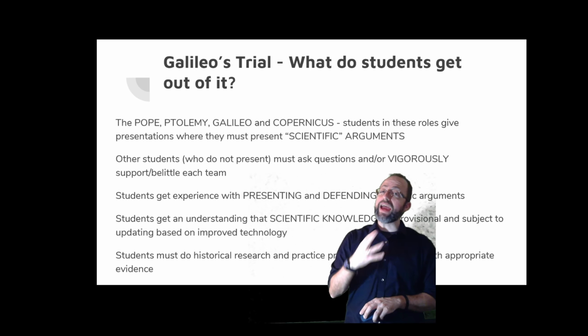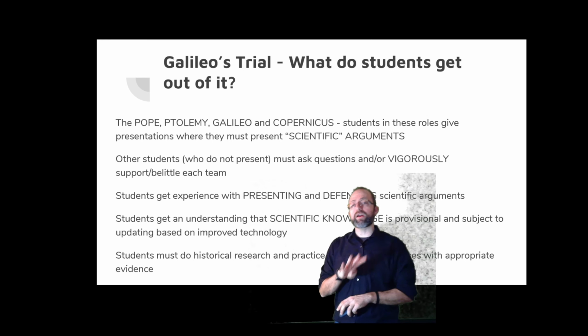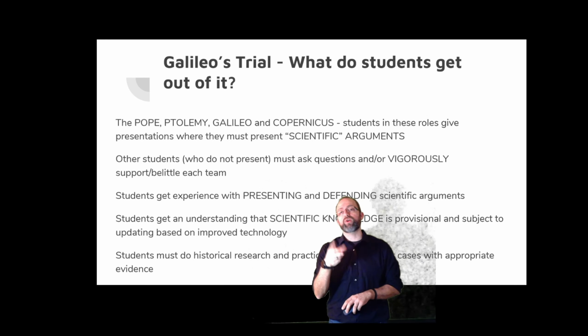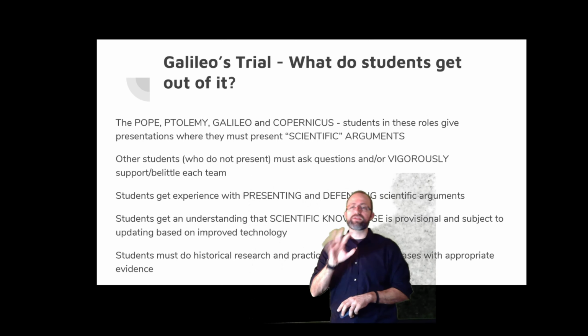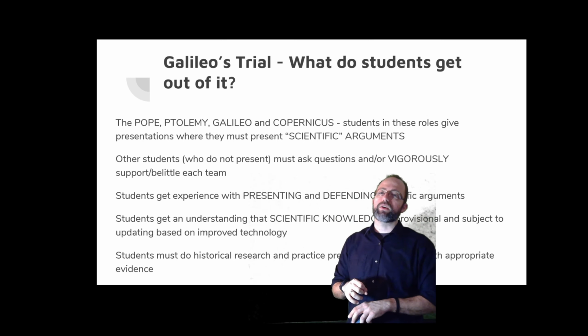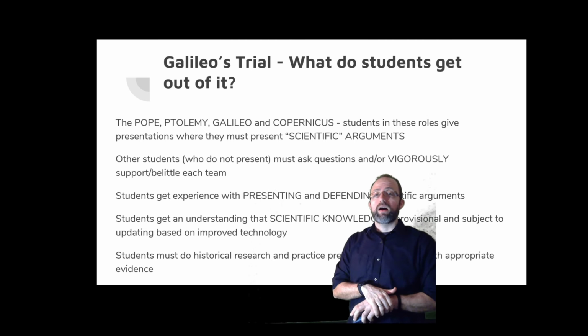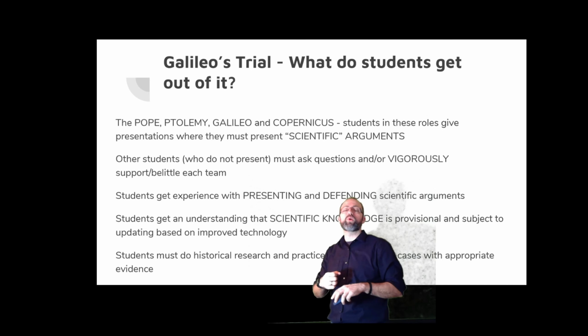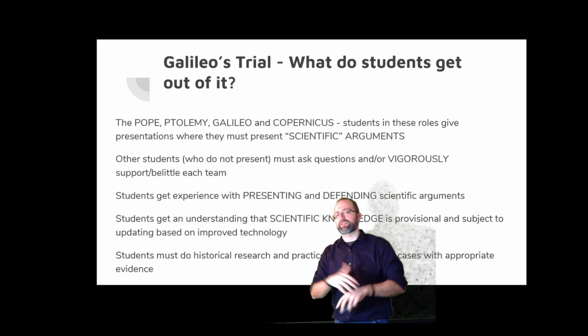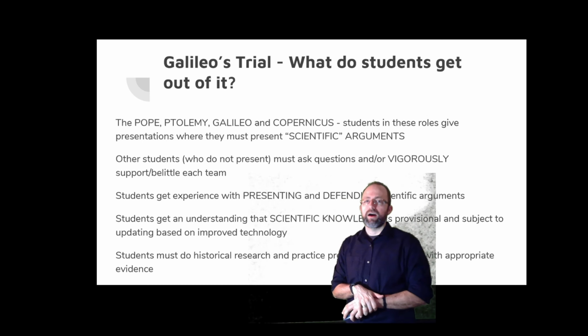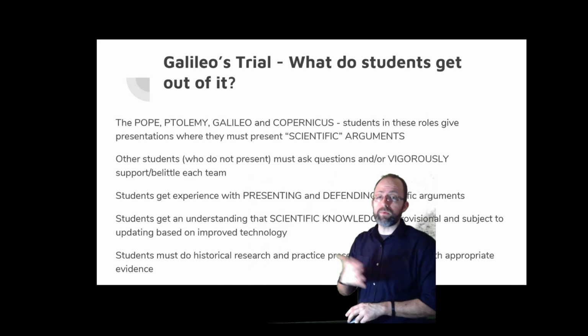So what do students get out of this? Well, there are 4 characters that do presentations: the Pope; Ptolemy Jr., great-great-grandson of Ptolemy, talking about geocentrism; Galileo talking about heliocentrism; and Copernicus. They present scientific arguments, or in the Pope's case, Catholic biblical reasoning for why he says what he says. And the students fight with each other.